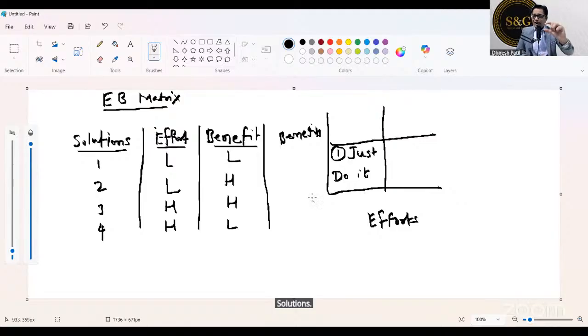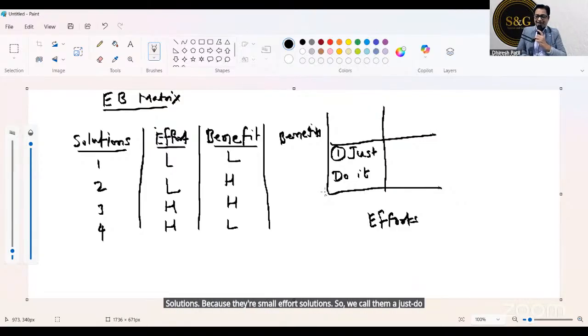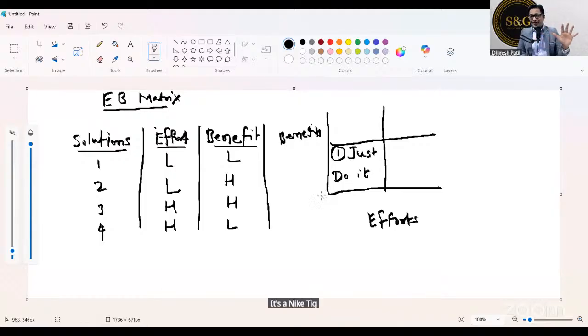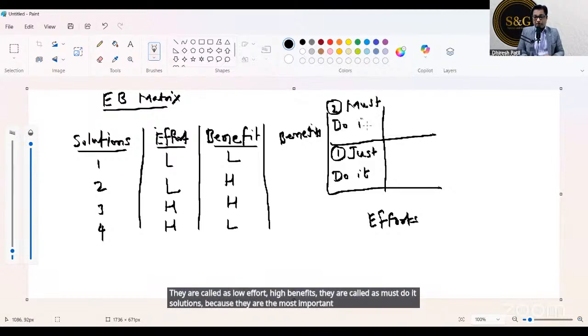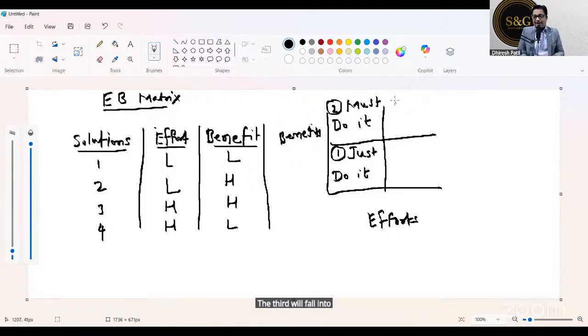Because they're small effort solutions, we call them "just do it," just like Nike. It's a Nike tagline, just do it. The second type of solutions will come here. They are called low effort, high benefits. They are called "must do it" solutions, because they are the most important solutions for you. Must do it.